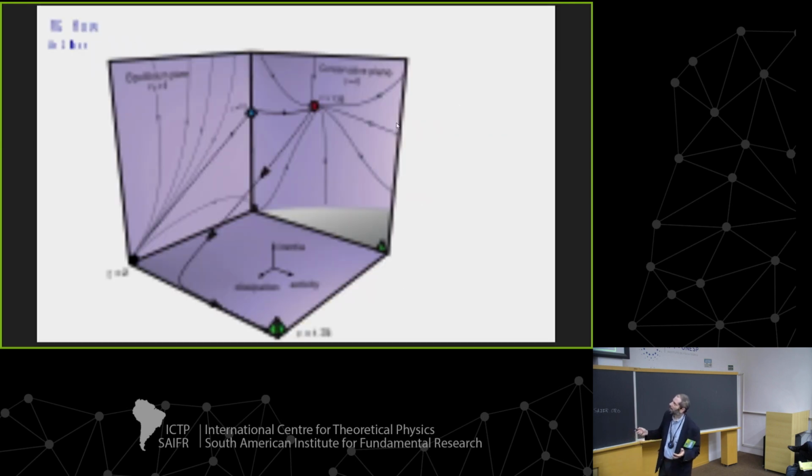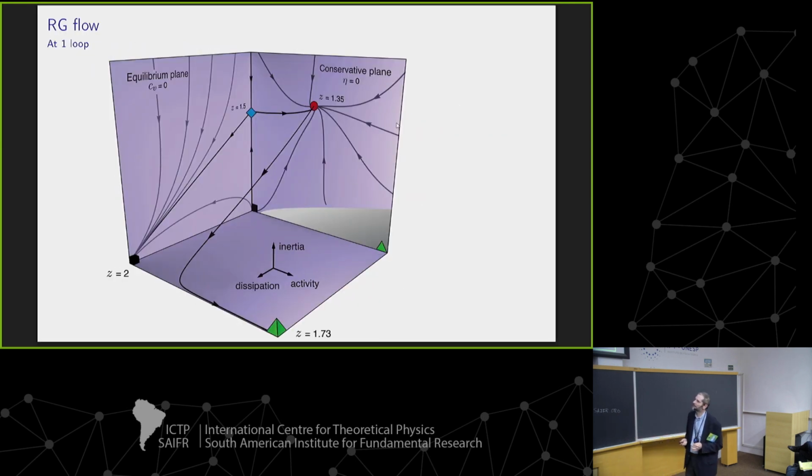I still have a few minutes, but I'm almost at the end. So after a quite long calculation, the final picture is basically this. This is the critical manifold, or at least a part of the critical manifold. And then we have this axis.